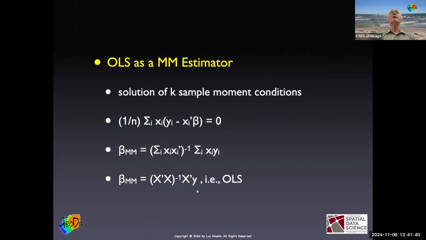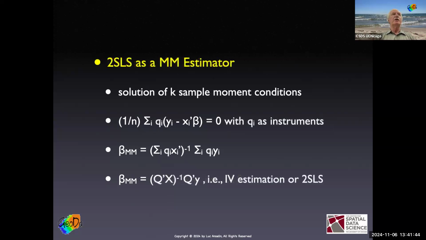So least squares is a methods of moments estimate. Two-stage least squares is a methods of moments estimate. Now again, what are the sample moments? What are these conditions that are equal to 0 expressed in the parameters? We replace them by the sample, we solve for the parameters, and we're in business.